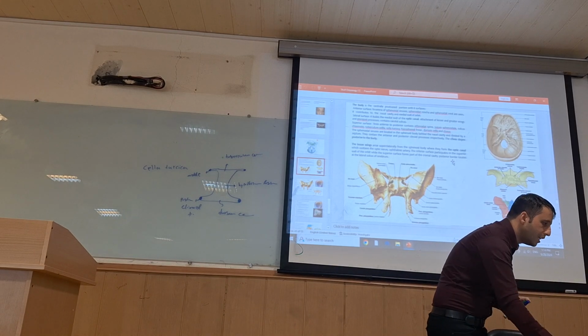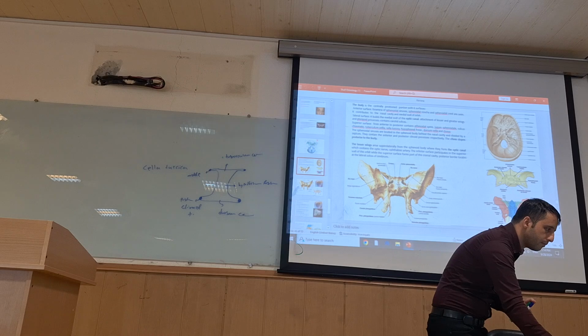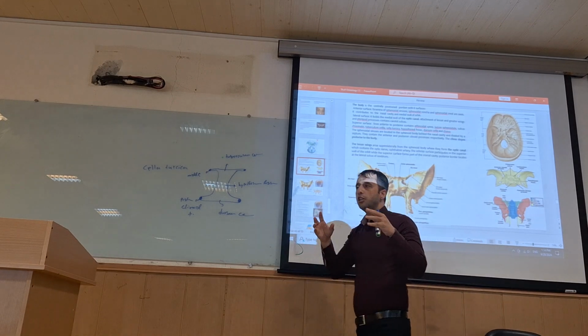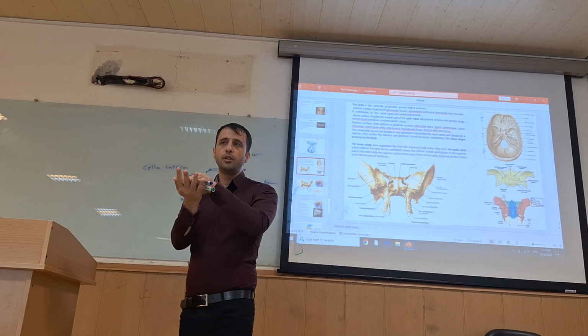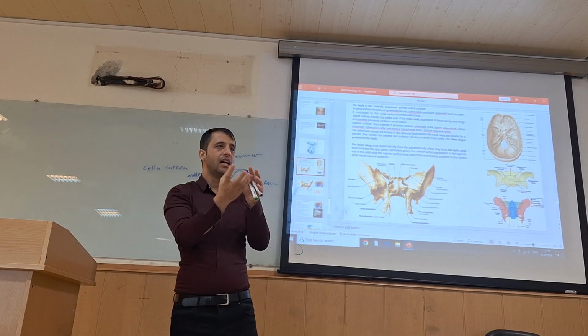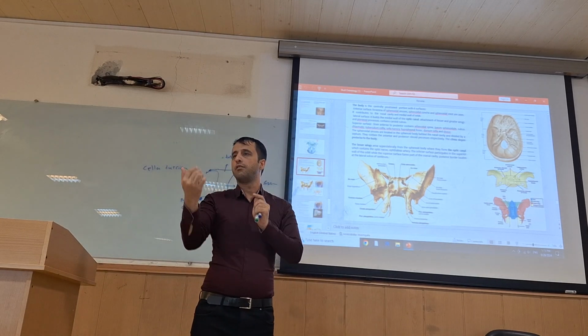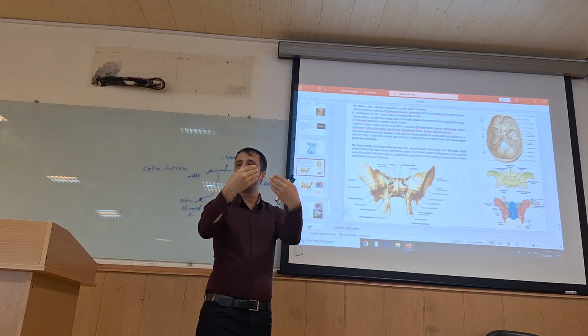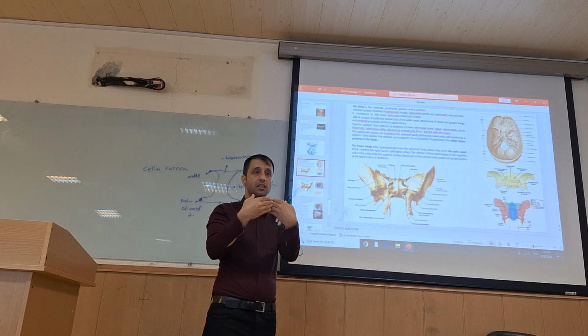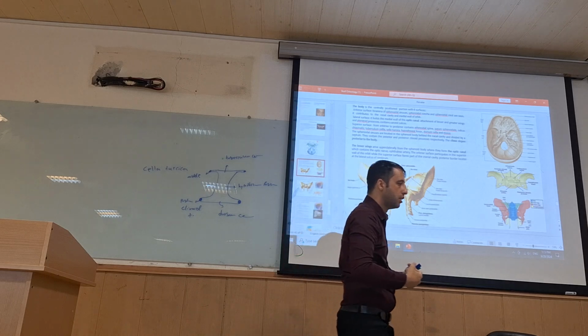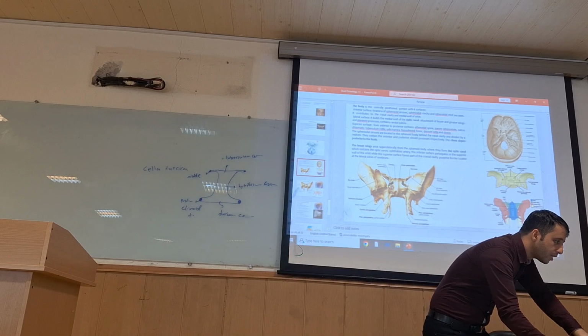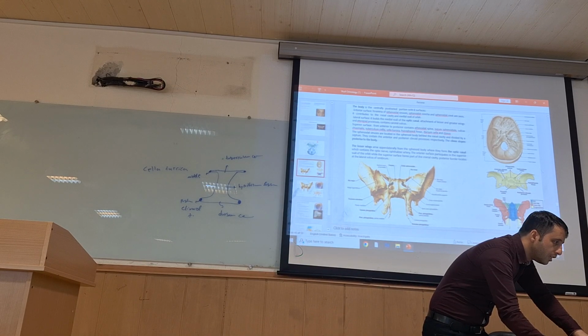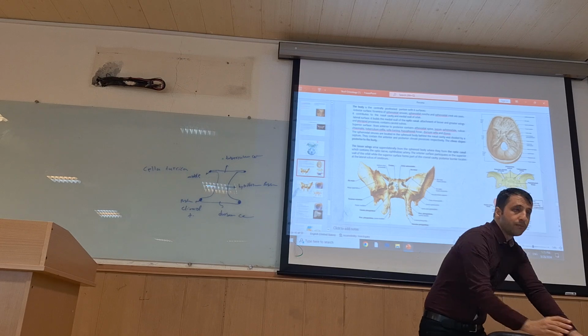Look at the anterior surface of the body. Here is the anterior surface of the body of the sphenoid. You know that in the depths of the body of the sphenoid, we have the sinus of the sphenoid. Okay? The opening of the sinus of the sphenoid is located in the anterior surface. So here is the opening of the sphenoidal sinus.